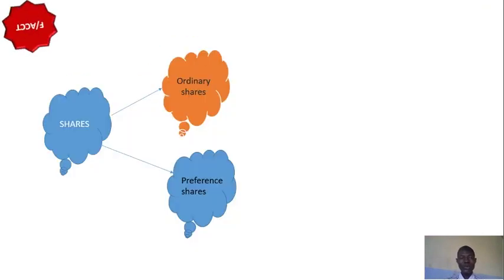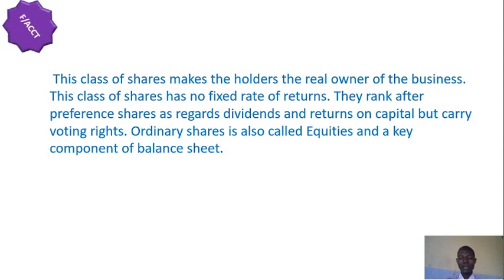Then we move straight to the next item, classes of shares. We have 2 classes of shares, or if they ask you types of shares. We have ordinary shares and preference shares. Under both, we have subdivisions, but the classes are ordinary shares and preference shares. Then we are going to pick them one after the other.